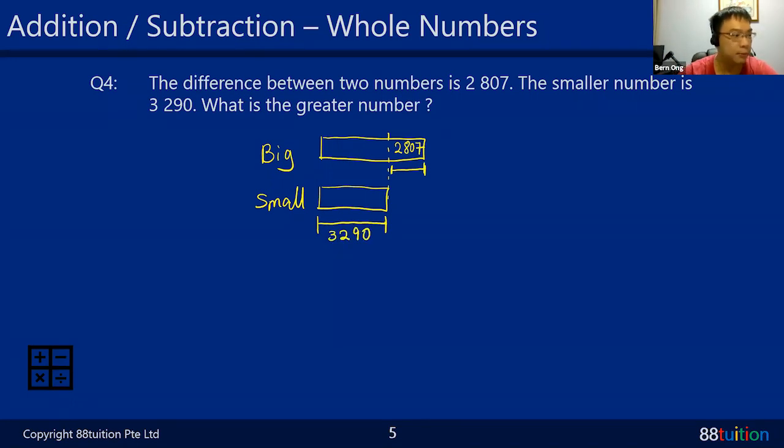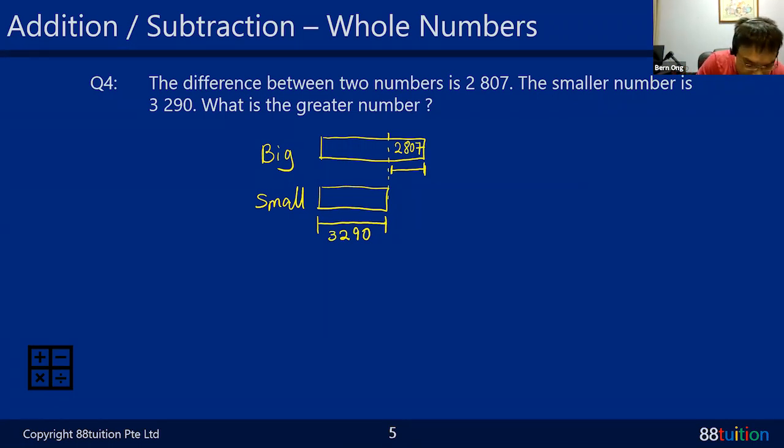Brandon, I think something is wrong. It's not 6,727. Can you see? Students do make careless mistakes. That's why the basics are still the most important. Plus, minus, times, divide, zero error. So the smaller number is 3,290.